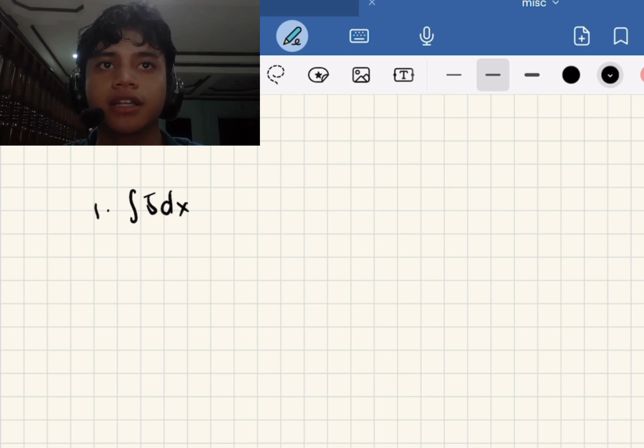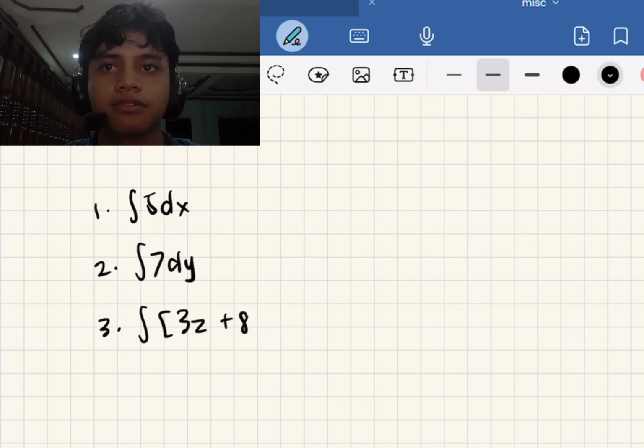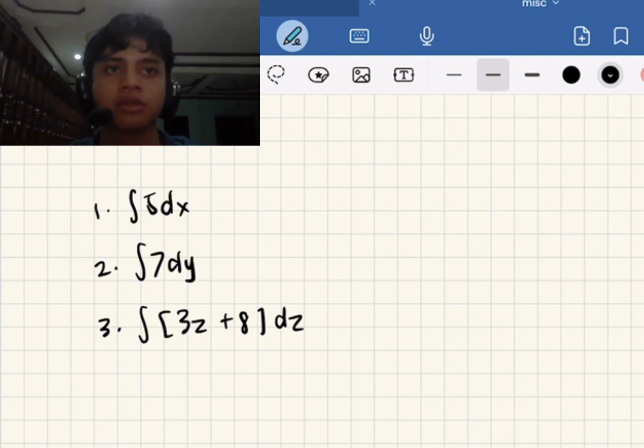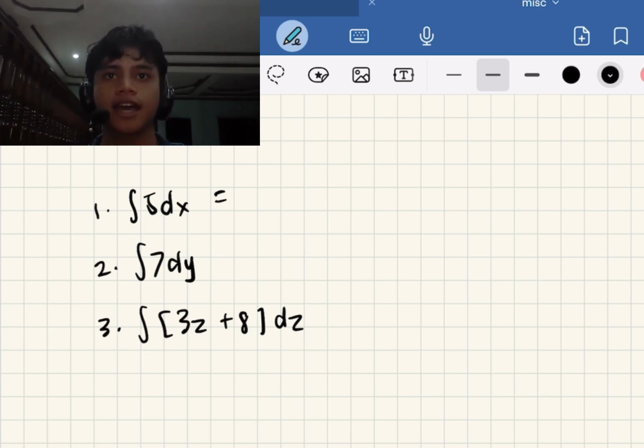Go ahead and find the indefinite integral of these expressions. Integral of 5 dx. Integral of 7 dy. Let's start with the first one. We want to find the indefinite integral of a constant 5, and we have dx in front of it. So we know it's going to be 5x.